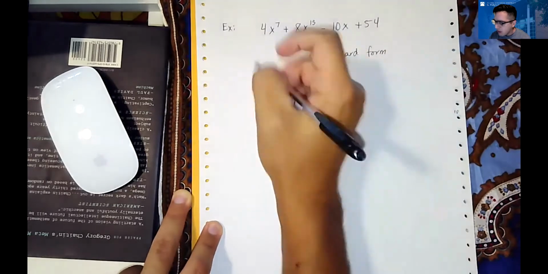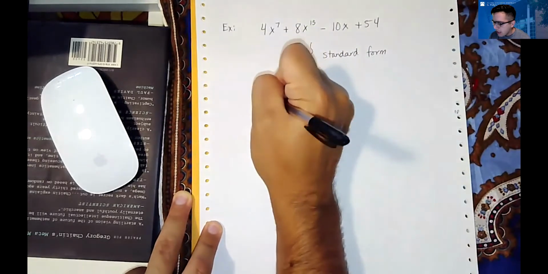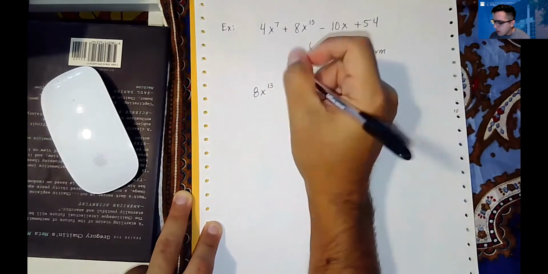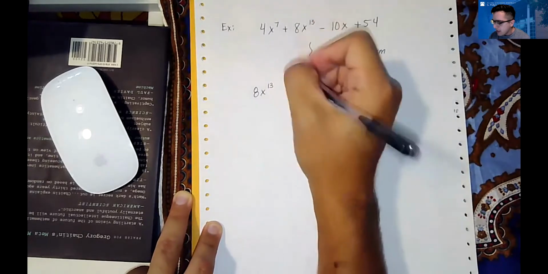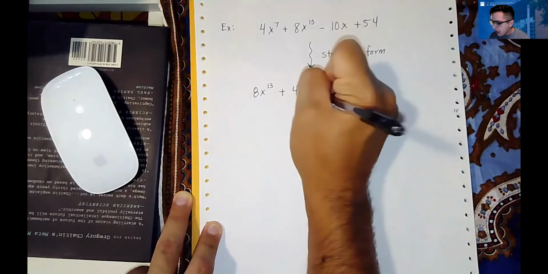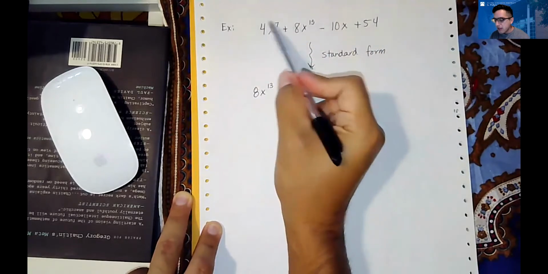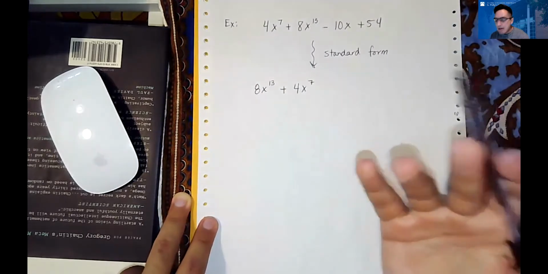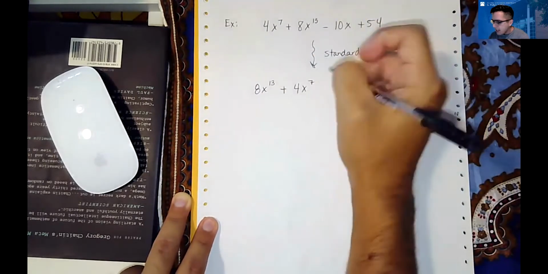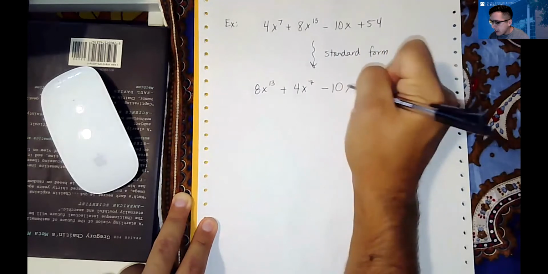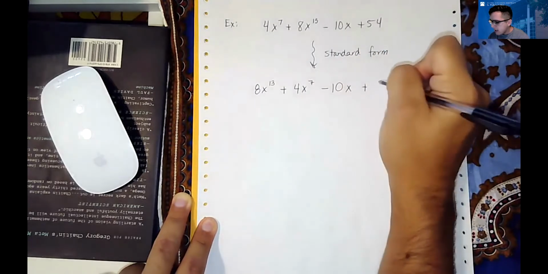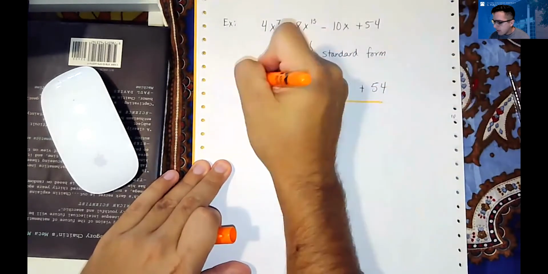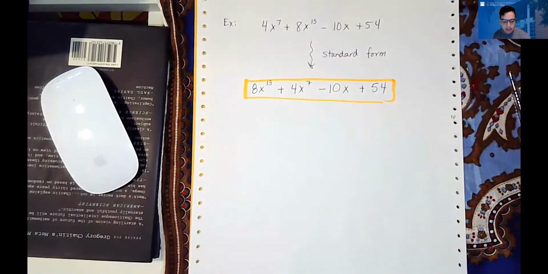So I would start with my first term being 8x to the 13th. The next highest exponent would be this term, which is 4x to the 7th. So I'm going to put plus 4x to the 7th because this is a positive term. There's not a negative sign in front of it, so I can just say that I'm adding it. And then next will come minus 10x, and then plus 54. And that would be written in standard form now. Okay, does anybody have any questions so far?